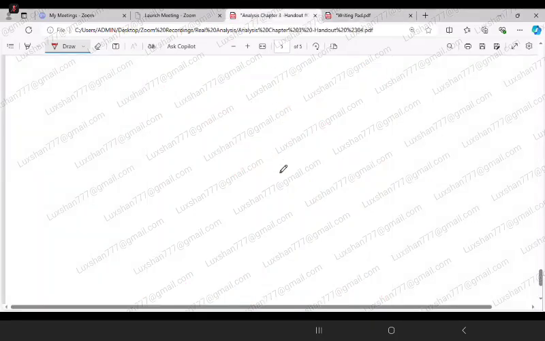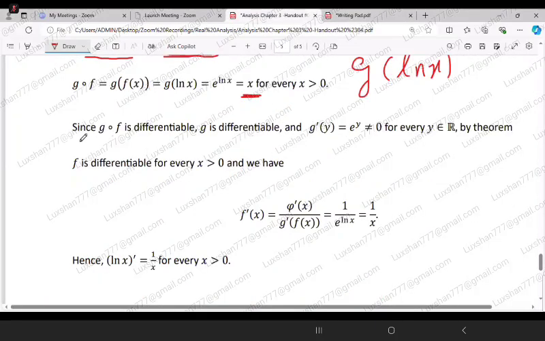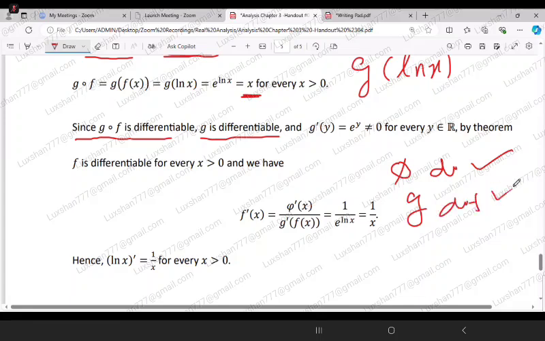So that is why we are choosing that. Look at here. We have the first condition: g circle f is differentiable, g is differentiable, those two are there. That is, phi is differentiable. G is differentiable. Also, g dash y is not equal to 0.